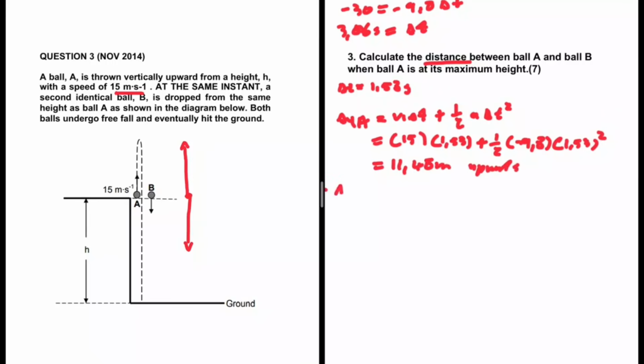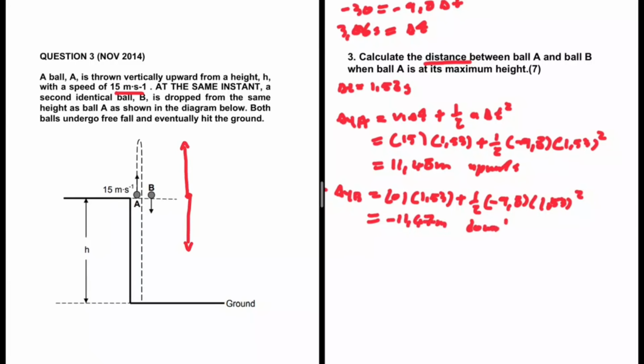And then on the other hand, the displacement of ball B, using the same equation, the initial velocity, it is being dropped, so that is 0. Delta t is 1.53 plus a half. The acceleration is minus 9.8. The time 1.53 squared. This is equal to minus 11.47 meters downwards, right? The negative sign is just showing us that it is moving downwards.